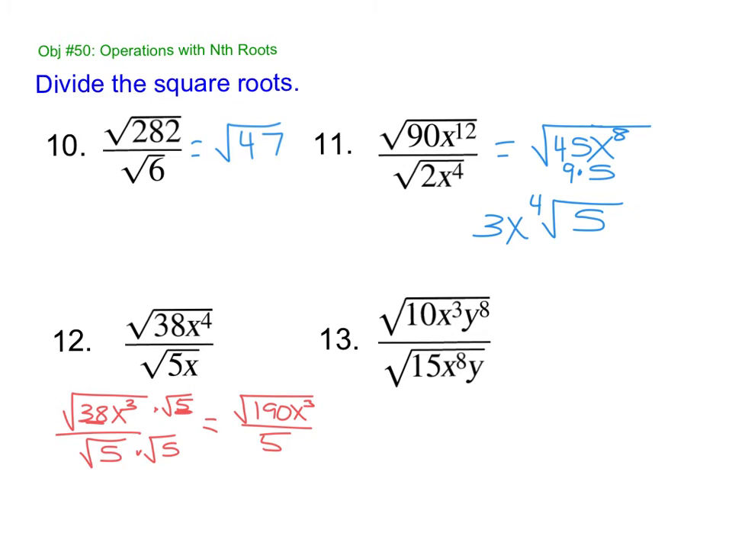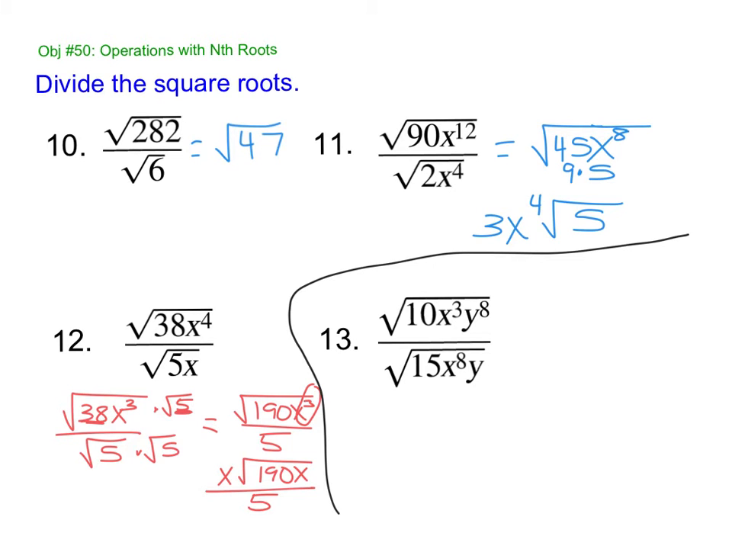So the only thing we can do now is simplify our x cubed. So bring out 1x, 190x over 5. And that is your final answer. You cannot divide that 5 into the radical. All right, so that one's not too bad. This last one's super obnoxious, though. All right, first thing I'm going to do is I'm going to simplify. So 10 and 15 can both be divided by 5. So on top, I get a 2, and on the bottom, I get a 3.